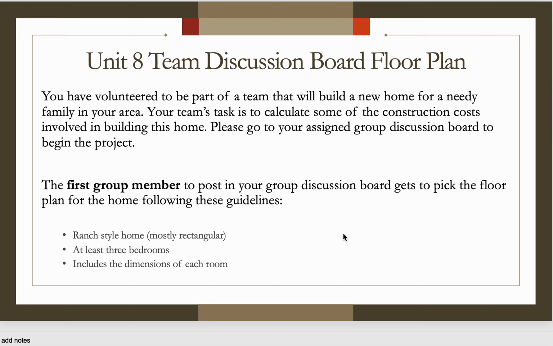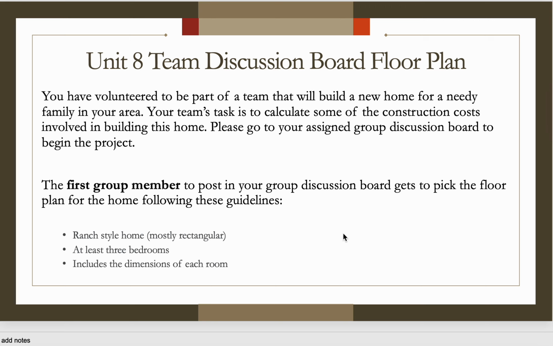I've also posted an initial post so that you know you're in the right place, which talks about the project. The first group member to post in your group discussion board gets to pick the floor plan. So you go on Google and find a floor plan. It needs to be a ranch style home, so it's mostly a rectangle. Otherwise, you're going to have some issues making calculations. It needs to have at least 3 bedrooms, and the floor plan needs to have the dimensions of each room on it. So that's your first task.